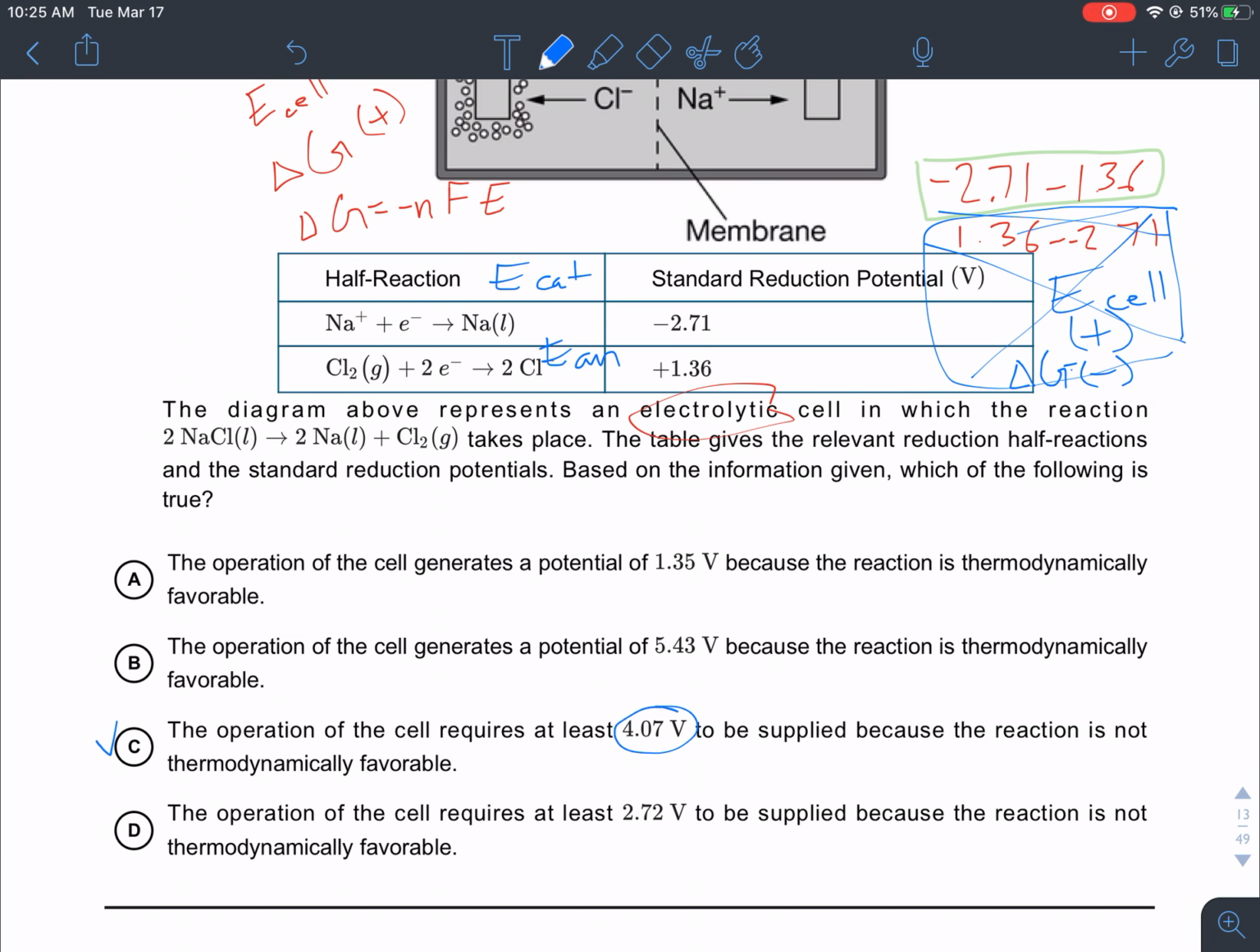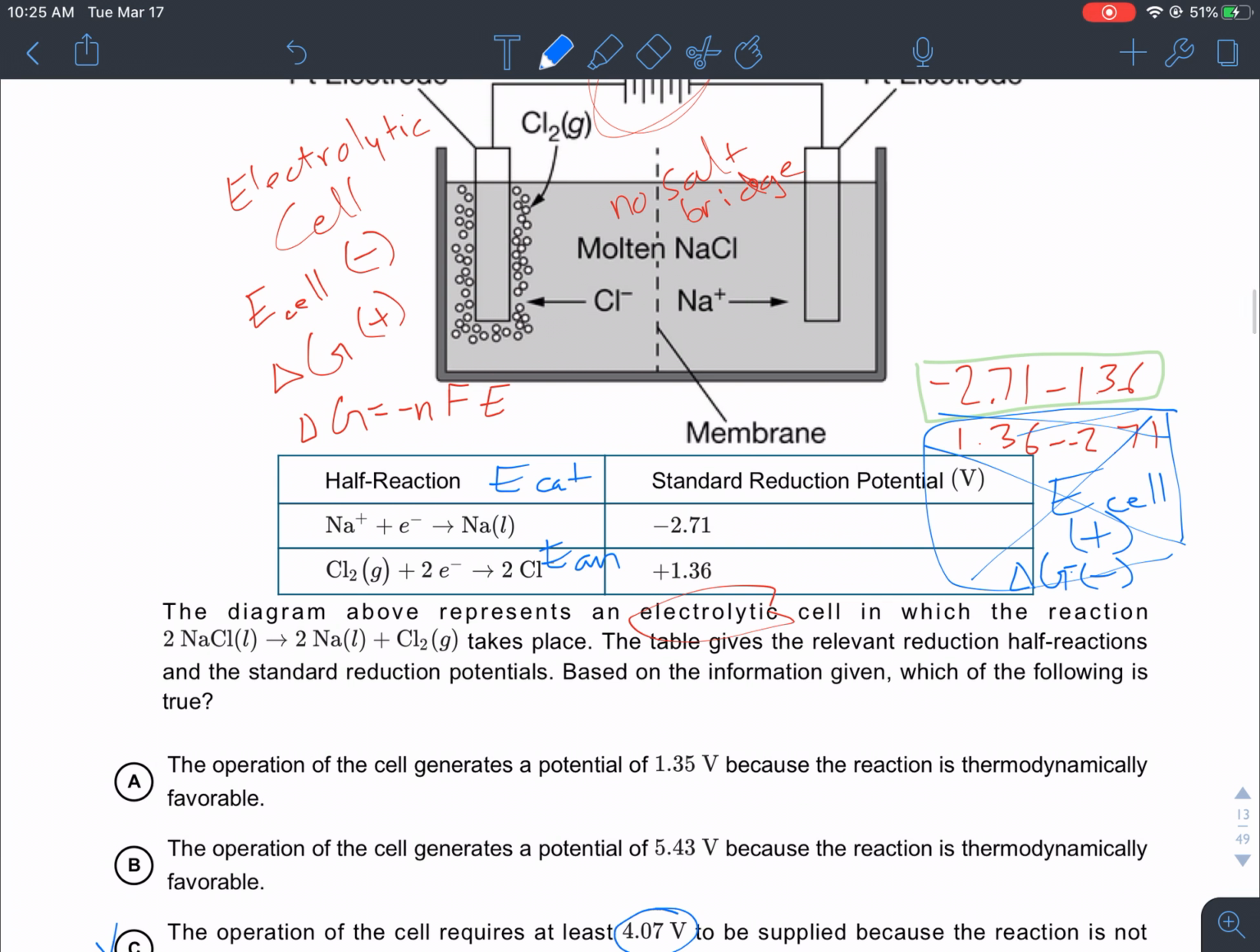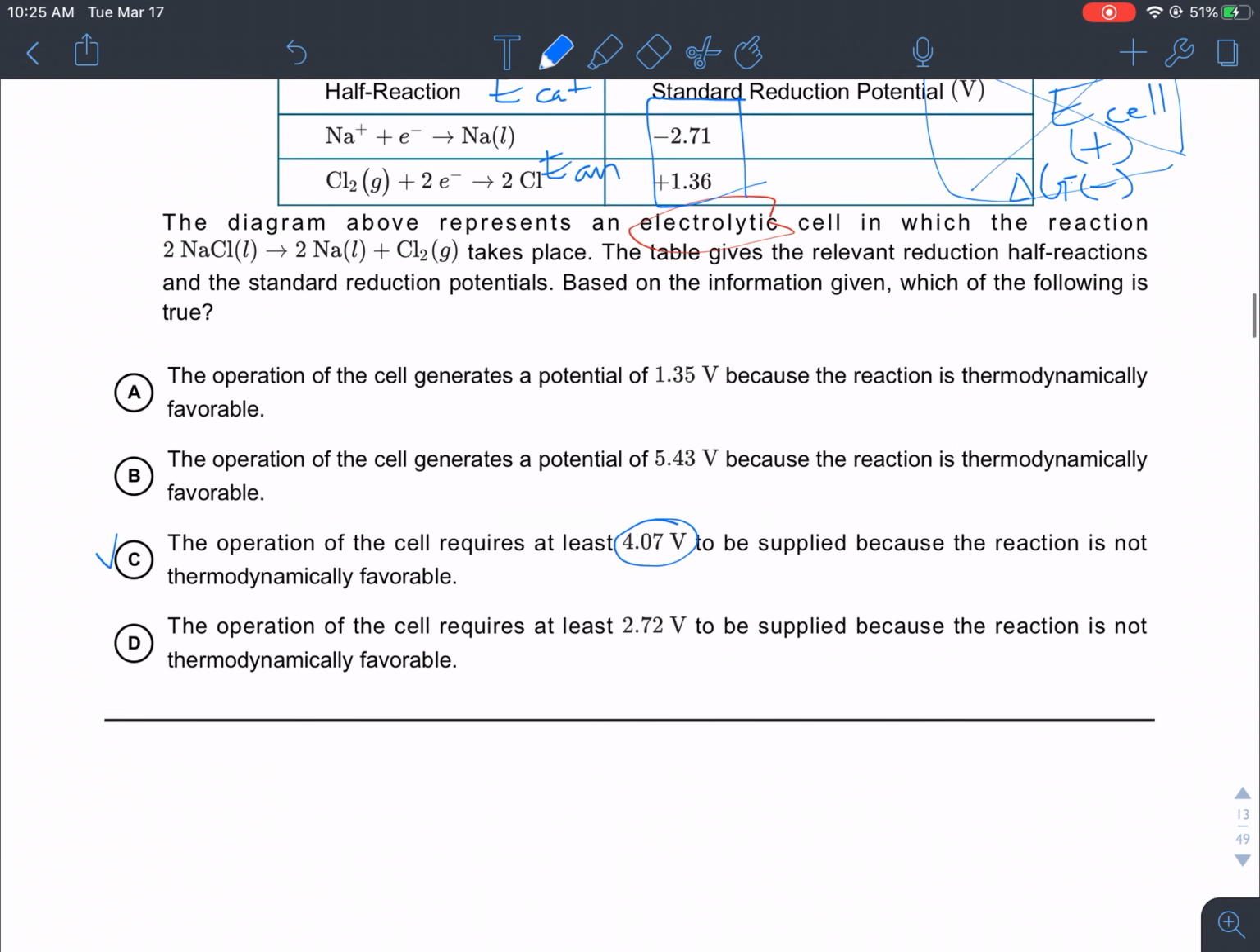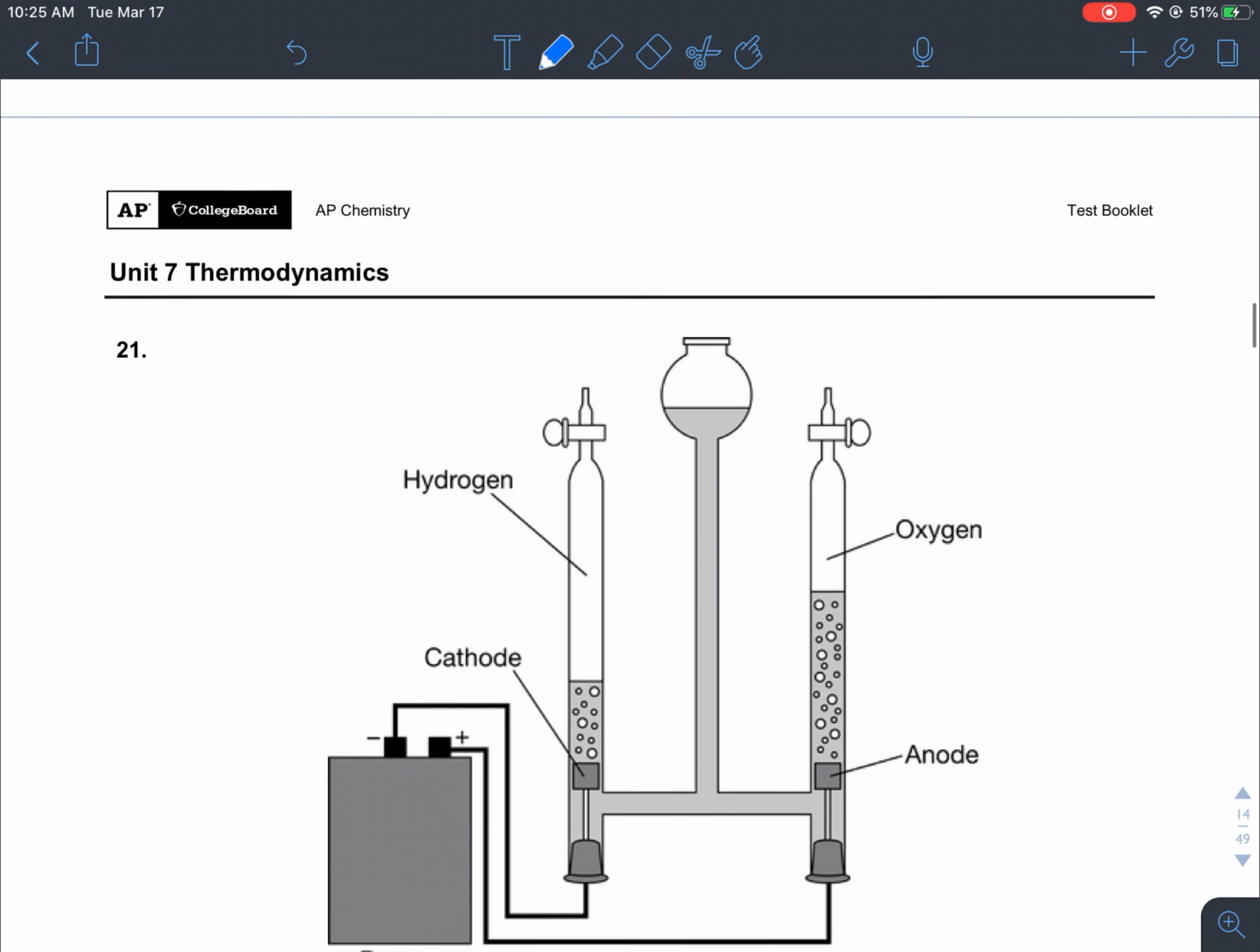Okay, so remember, this was an electrolytic cell, so I knew that the delta G had to be positive. That means the E cell has to be negative. So I just combined these two numbers in a way that would get it to be a negative E cell. Now, you can actually do it by looking at the diagram, but I think this is actually the easier way to do that. All right, number 21.